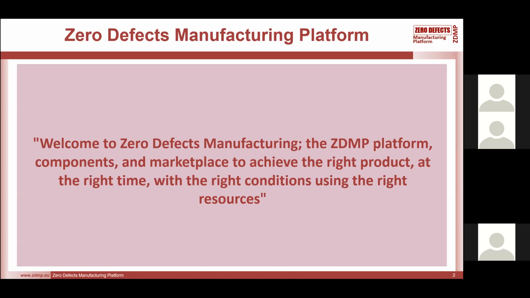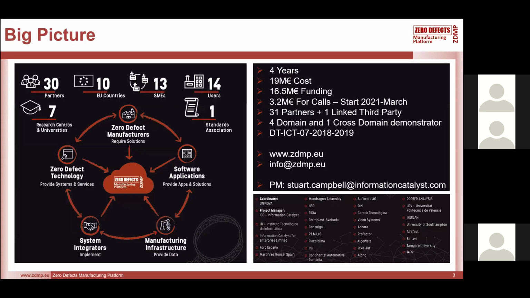This is what the project is about. Unsurprisingly, you're familiar with some terms there: the right product at the right time, the right conditions, the right resources. That's what we want to achieve in the context of zero defects manufacturing and the manufacturing environment in general. This is a quick infographic of the entire project. We're quite a large project. We've got 30 partners. One of the interesting things is that around half of them are SMEs of various types, and around half of them are users. So we're quite a user-orientated project, I would say.